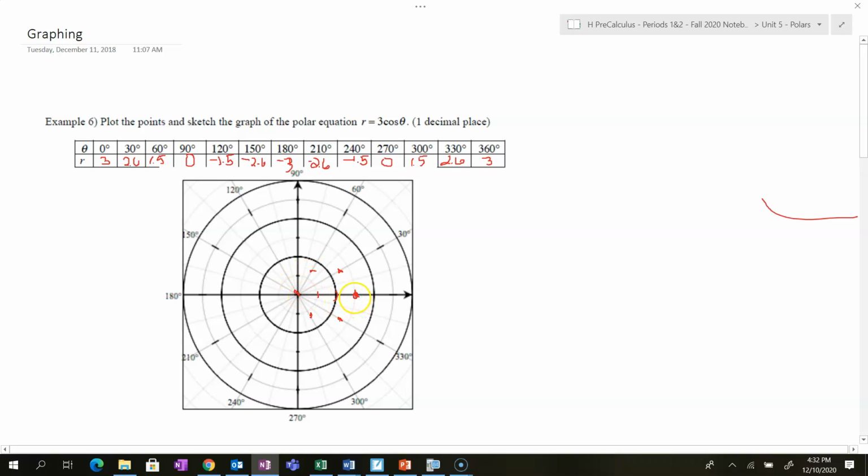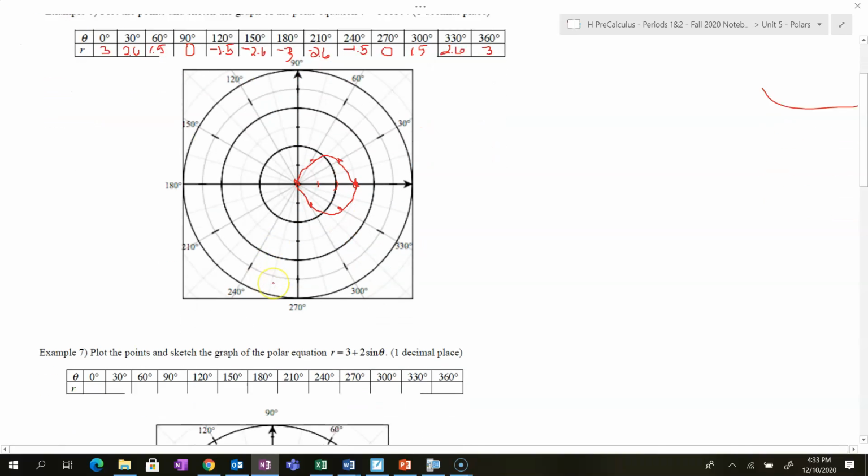So you can see that these dots, as I graph them, they form a circle. So we try and make the circle as best we can, and that's kind of hard with my mouse. But you can see that this particular graph, r equals 3 cosine theta, it forms a circle, and it looks like that. All right. So we're going to do one more.